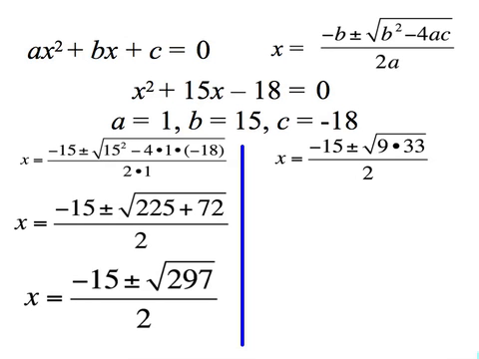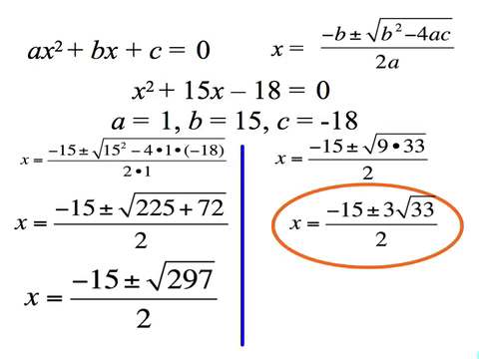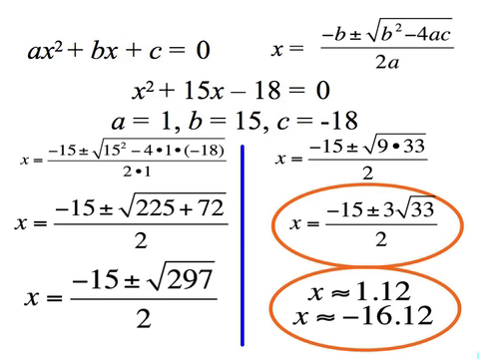And you're asking yourself, is there a perfect square that goes into 297? And there is. It's 9. So since 9 times 33 is 297, we can write them as shown. And then we can take the square root of 9, which is 3, and bring that out of the radical symbol. And now we have it in simplest radical form. And again, if you'd like to round that to the nearest hundredth, get out your calculator. There are the values, 1.12 and -16.12.